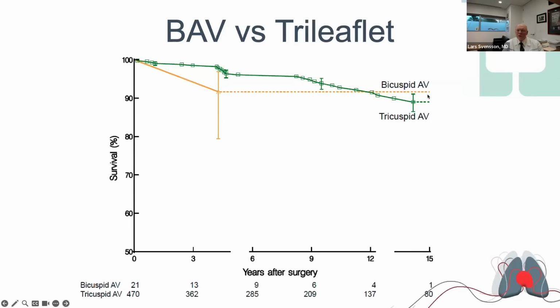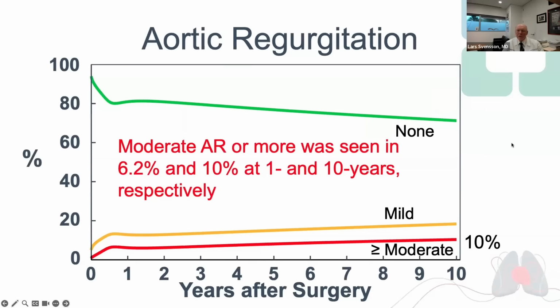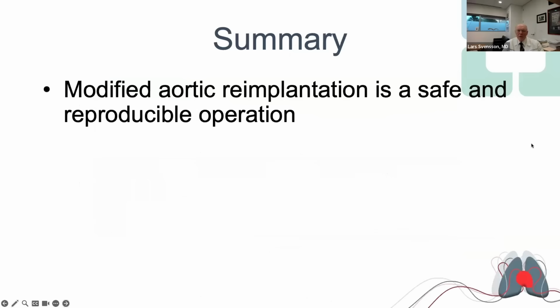And this is a survival. Survival is excellent in both categories of patients. And the risk of regurgitation over time, moderate, is about 10% over time. But typically, moderate regurgitation does not need an intervention and doesn't need any further treatment.